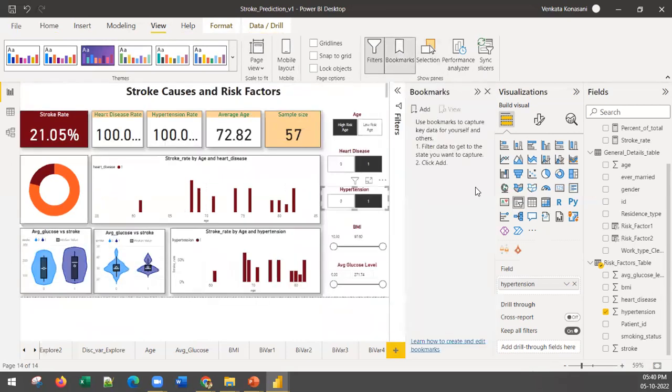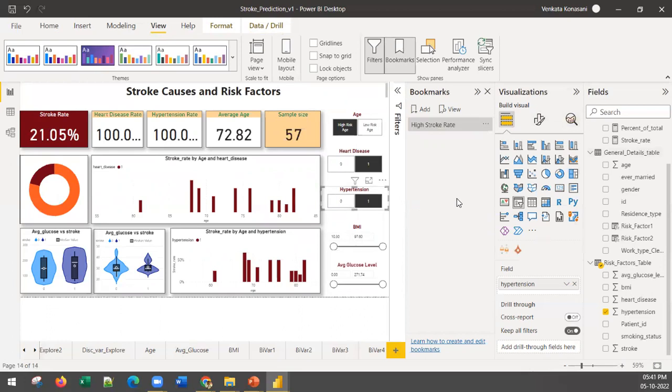Why are you bookmarking this? So that you don't miss out on this scenario. So add this whole scenario as a bookmark. Bookmark 1 is the name that is given. Let us rename it as high stroke scenario, high stroke rate.